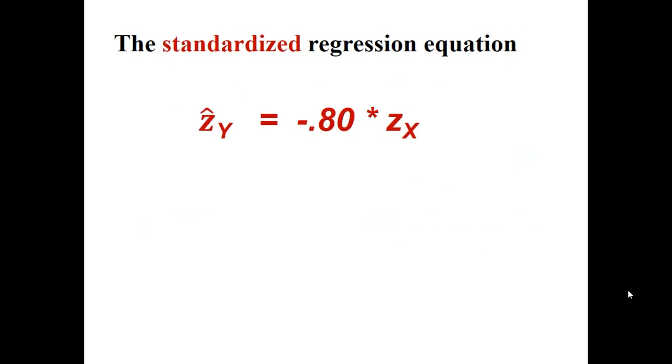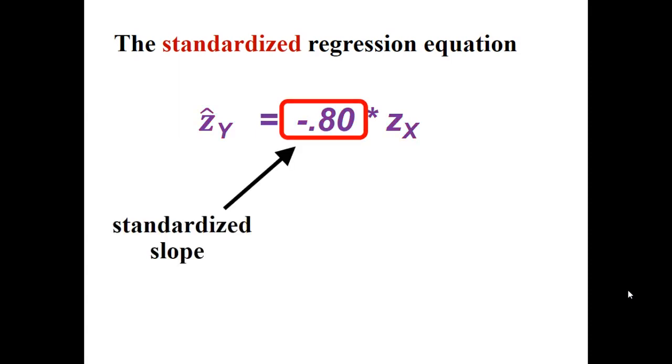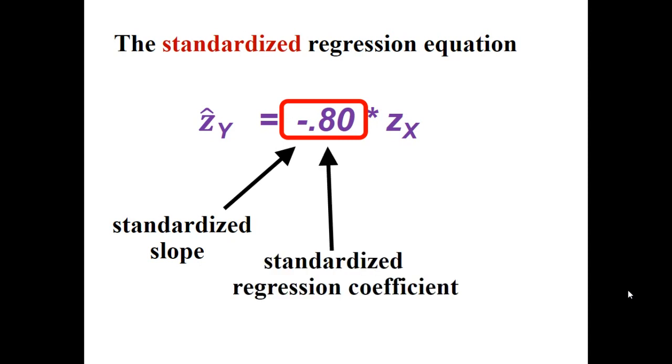Okay, now let's talk about the standardized regression equation, which uses z-scores. This number is called the standardized slope, and it's also called the standardized regression coefficient. It has two names, you need to know both of them. The mathematical symbol for the standardized regression coefficient is the Greek letter beta.